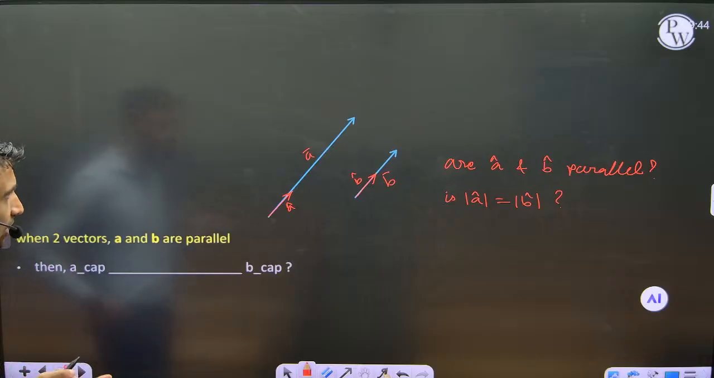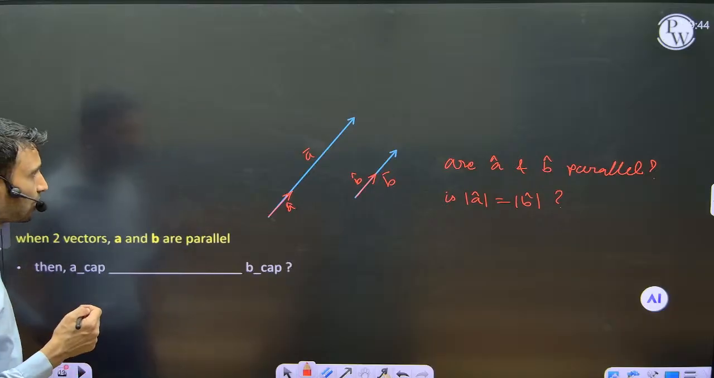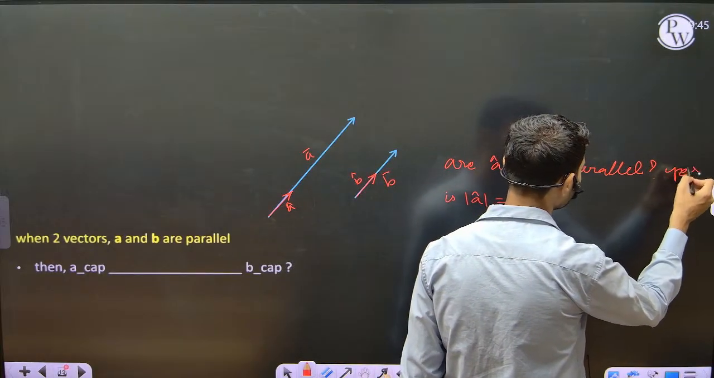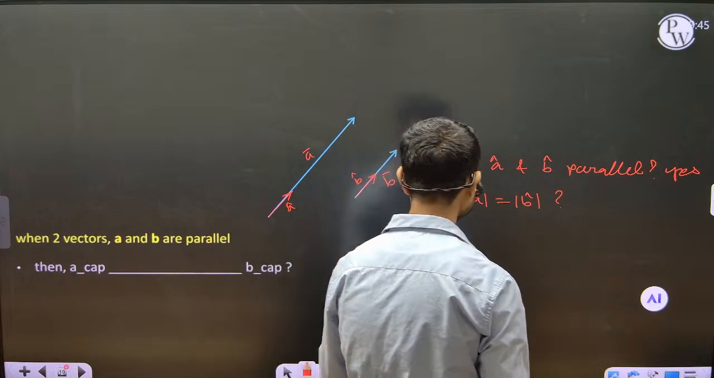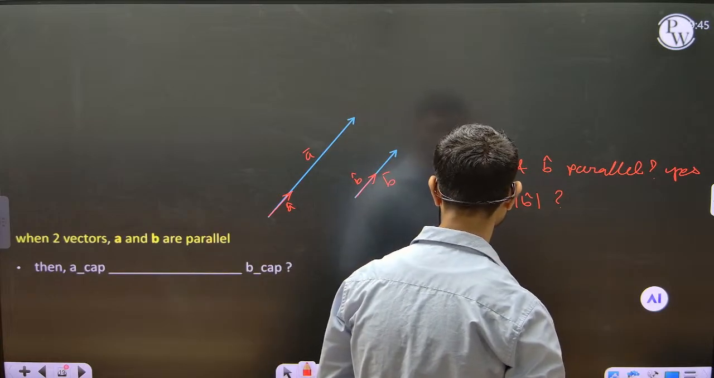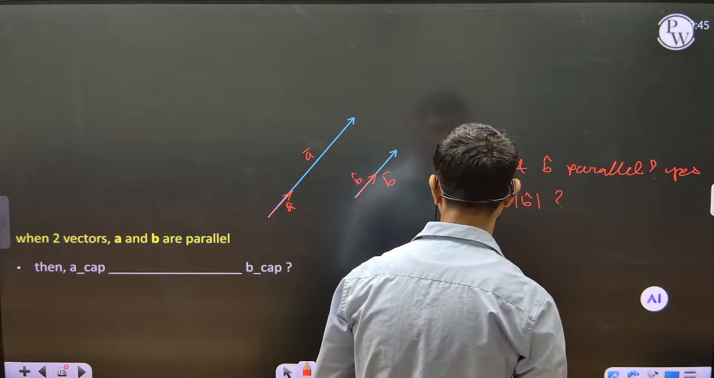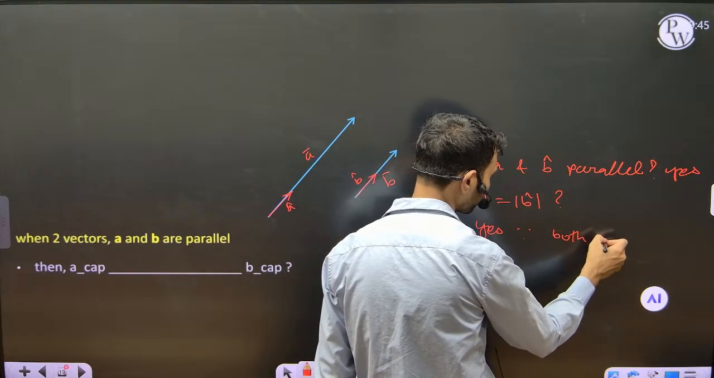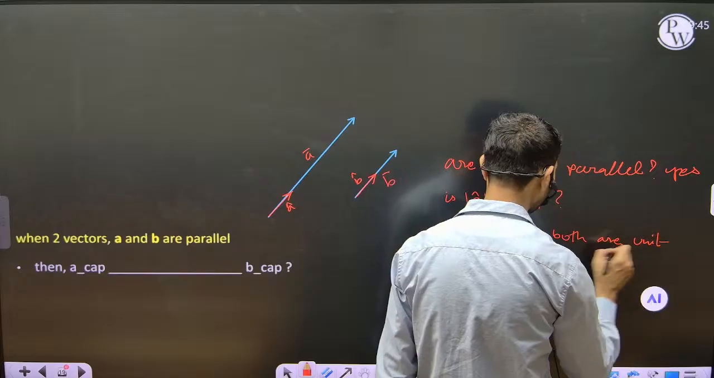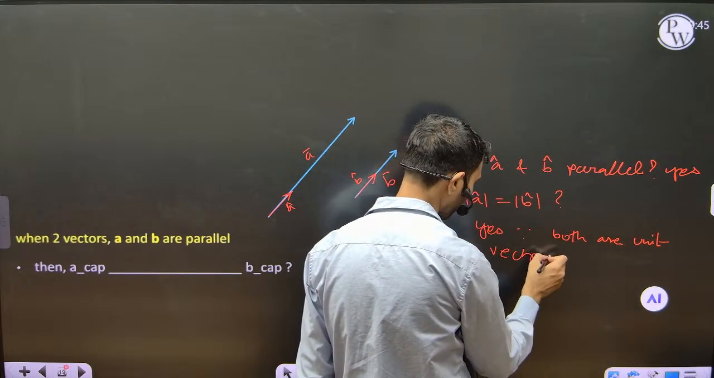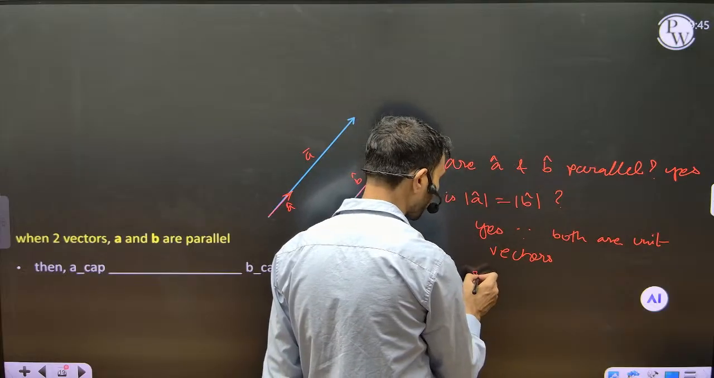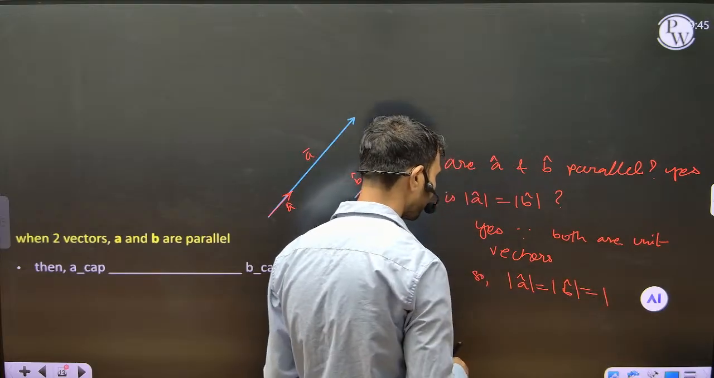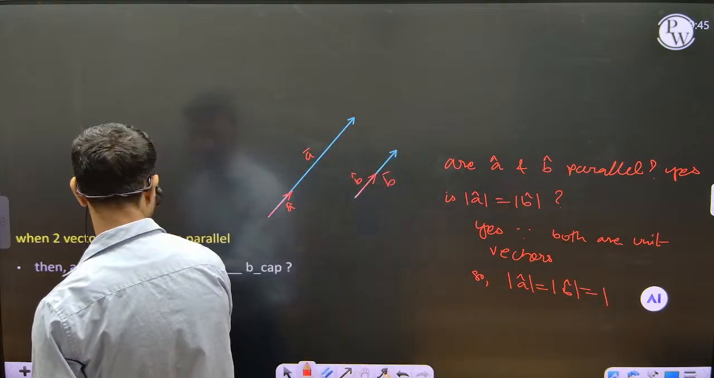Are A cap and B cap parallel? Since they're pointing in the same direction, are they parallel? The answer is yes. And is the magnitude of A cap equal to the magnitude of B cap? What is the answer to that? Are the magnitudes equal? The answer is yes, since both are unit vectors. So the magnitude of A cap is equal to the magnitude of B cap, and that is equal to 1. Right?